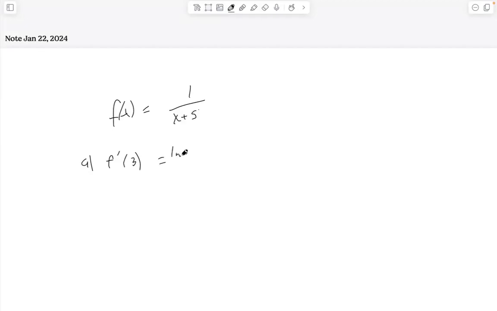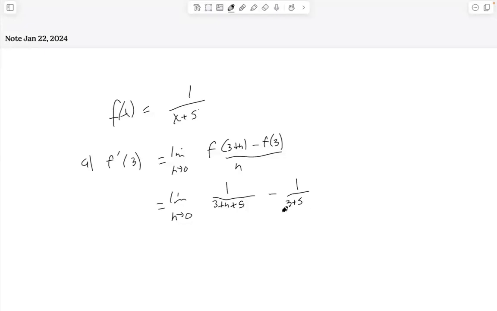That will be, by definition, the limit as h approaches 0 of f of 3 plus h minus f of 3, all over h. So this is exactly what you would be writing up. f of 3 plus h means instead of writing x, write 3 plus h. But rewrite everything else, including the plus 5. f of 3 means instead of writing x, just write 3. And notice we're all over h here. We'll be at every step.